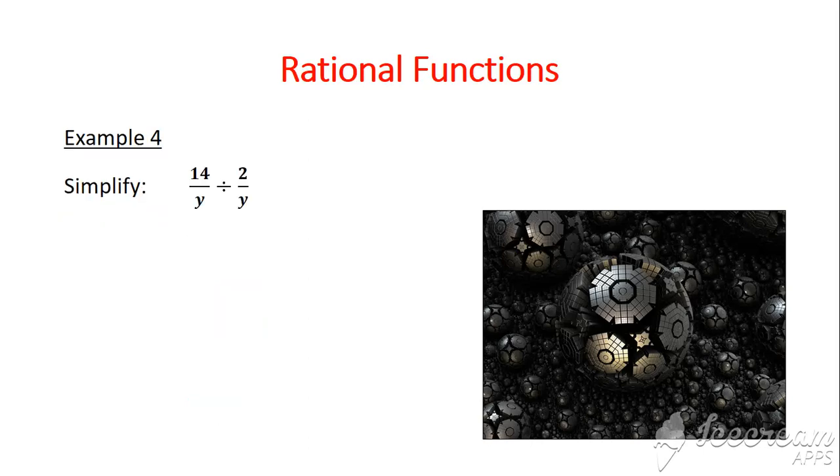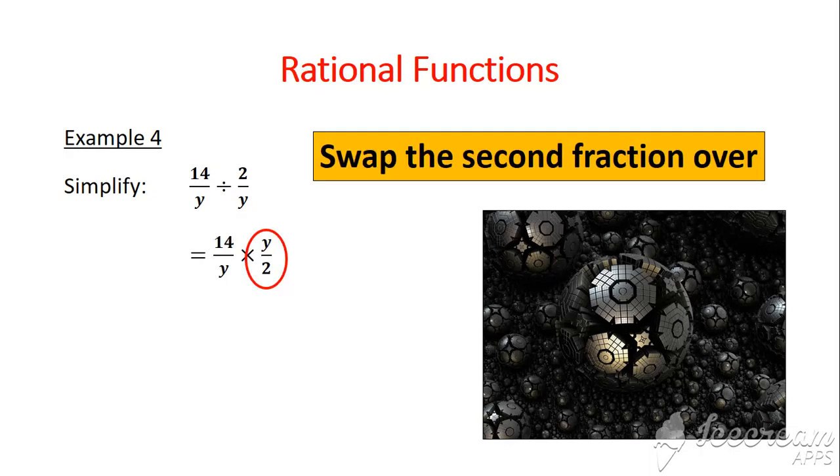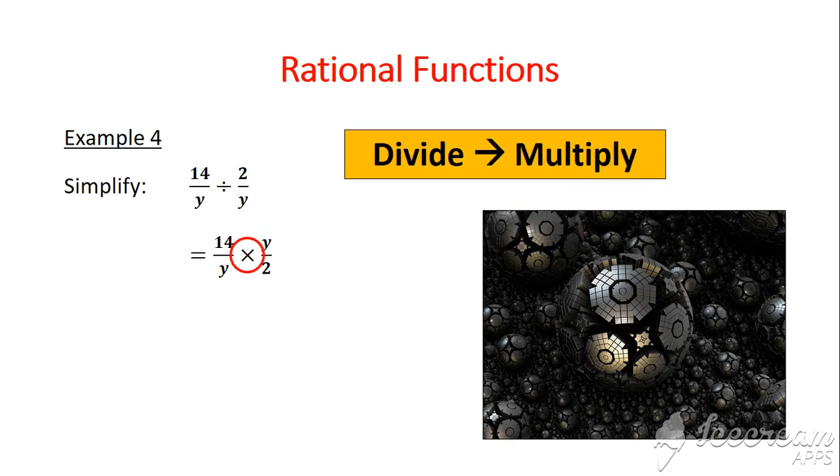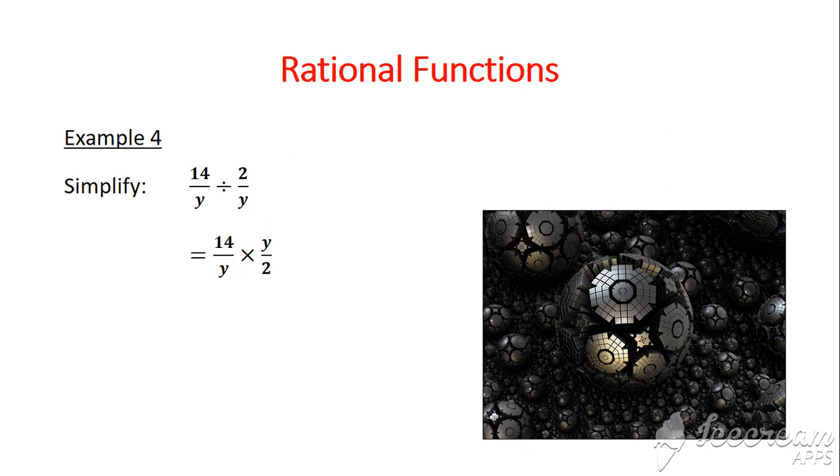All right, let's move on to dividing. When we divide fractions, here's the key thing. We're going to take the second fraction, swap it over, proper name is called the reciprocal, and the divide turns into a multiply. Now we can just go top times top, 14 times y, and bottom times bottom, 2y. In this example, the y's will cancel, and 14 divided by 2 is just 7. So we take the second fraction and flip it over, and the divide turns into a multiply.